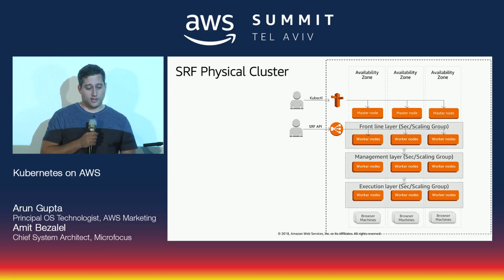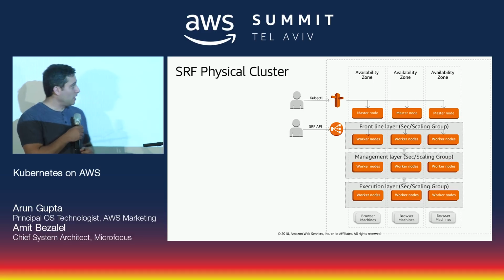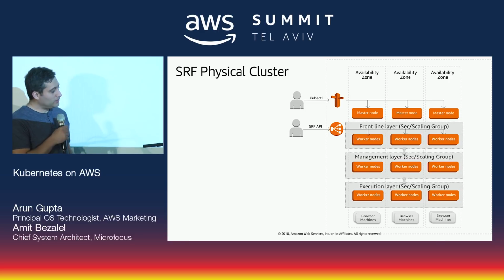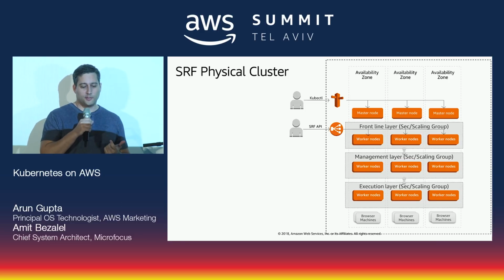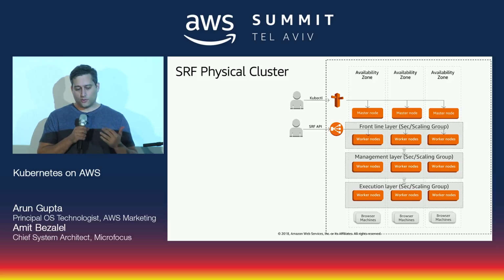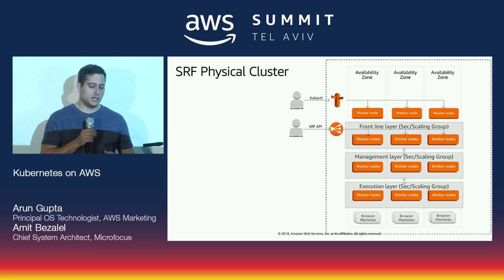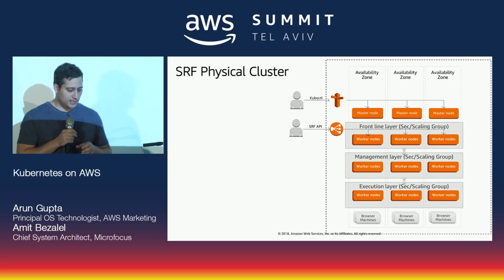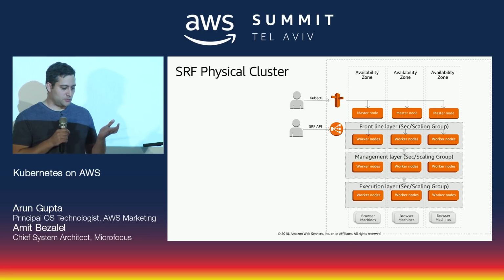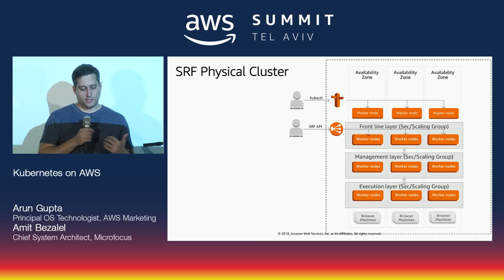Physical cluster layout is very similar to what Arun showed. And so you have master nodes spread across different availability zones. And each of the layers is separated from the other for security reasons. But it has its own set of machines and its own scaling group. And Kubernetes just spreads out the instances of each pod, of each service to different availability zones. So we get high availability and resiliency.